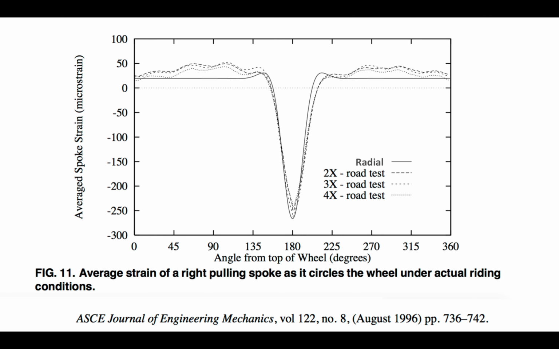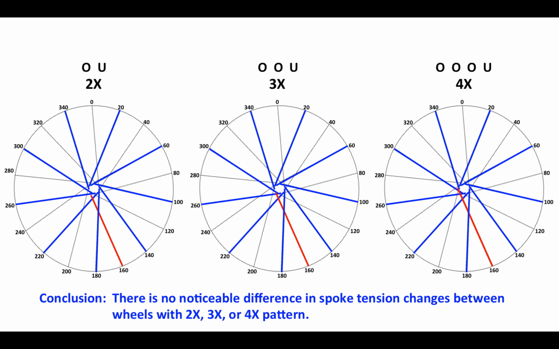That gives us a pretty in-depth understanding of the behavior as seen in this graph of the tension and strain as the spokes go through the bottom of the load-bearing zone. We see a virtually identical curve for the 2-cross, 3-cross, and 4-cross. Which brings us to this conclusion that there is no noticeable difference in spoke tension changes between wheels with 2-cross, 3-cross, or 4-cross patterns.